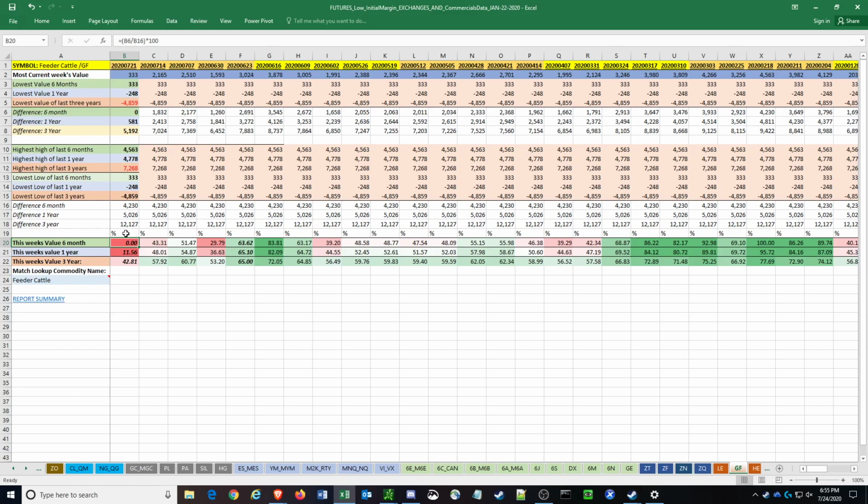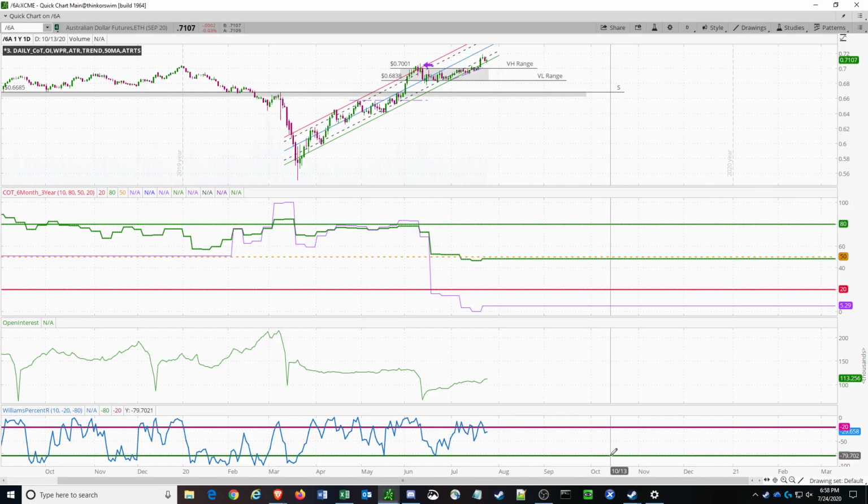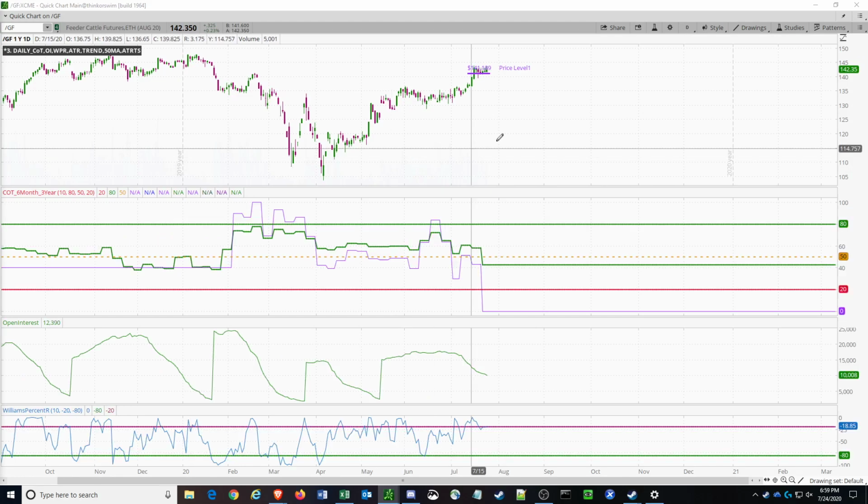And now within this past week, commercial interest is really showing their hand with a decline in their net long positions and a real handsome increase in their net short positions. So let's take a look at this on the chart. Feeder cattle, where are you? Here we go.